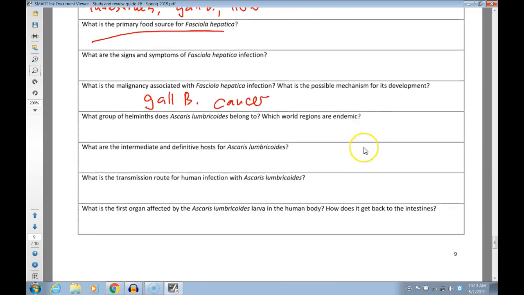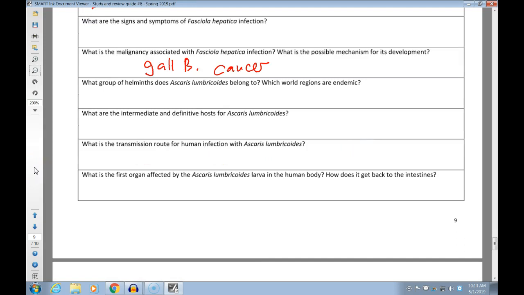Ascaris lumbricoides, a nematode. Which world regions? South America the most, Africa, Southeast Asia to some extent. Intermediate and definitive host for Ascaris lumbricoides: human, both. So humans are normally infected. Transmission route for human infection: consumption of embryonated eggs from fecally contaminated food or drinks.